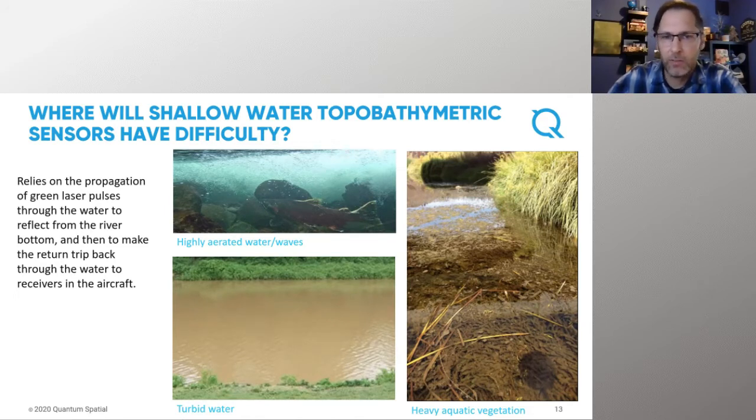And along with how reflective is the bottom, that laser pulse needs to make it through the water, bounce off the bottom, and make it all the way back to the plane. So there's a lot that goes in there. Vegetation, you're not going to fire a laser through a brick wall or a mat of veg. So those are all things that we have. Honestly, they're the stuff that makes it really difficult.